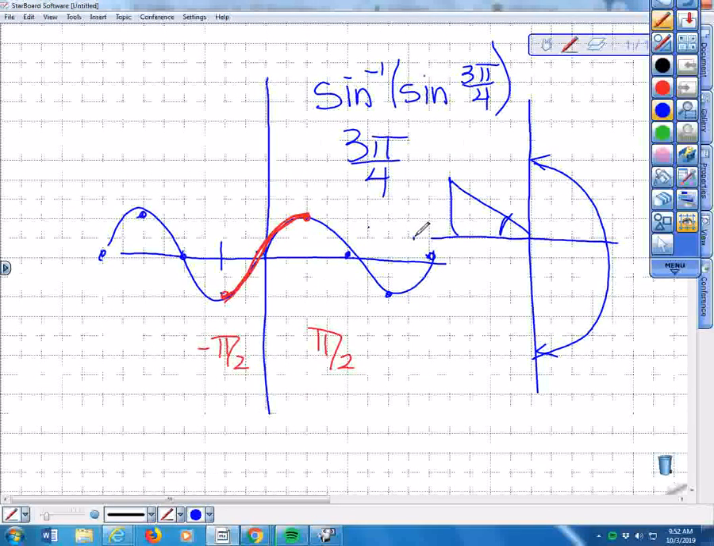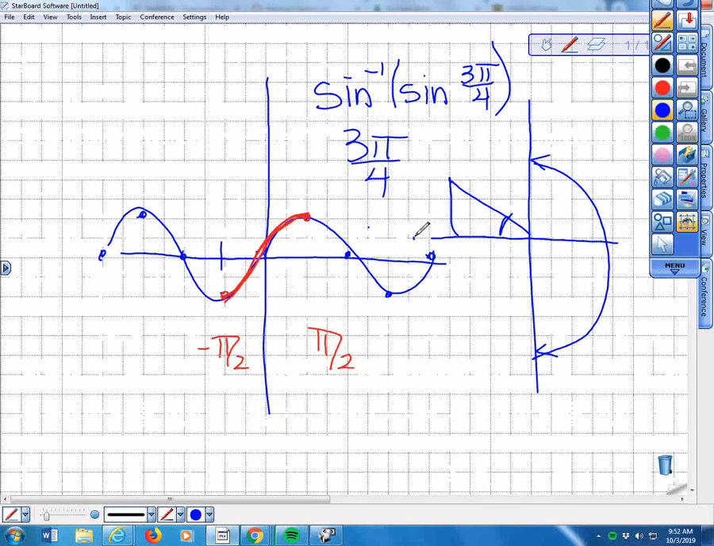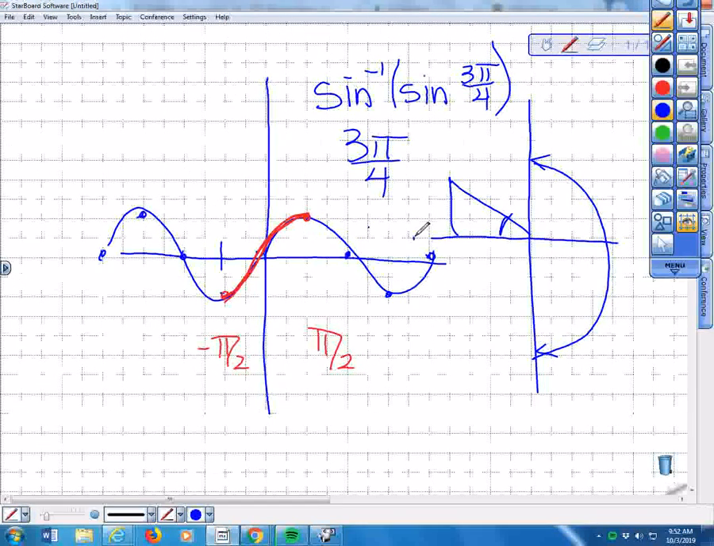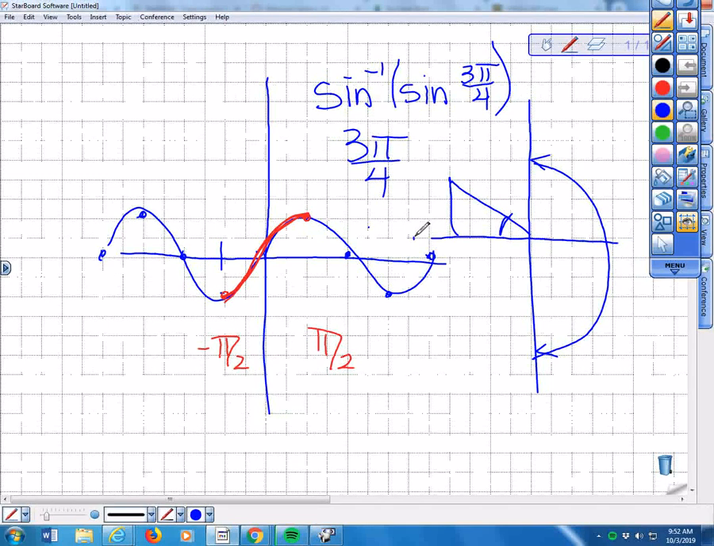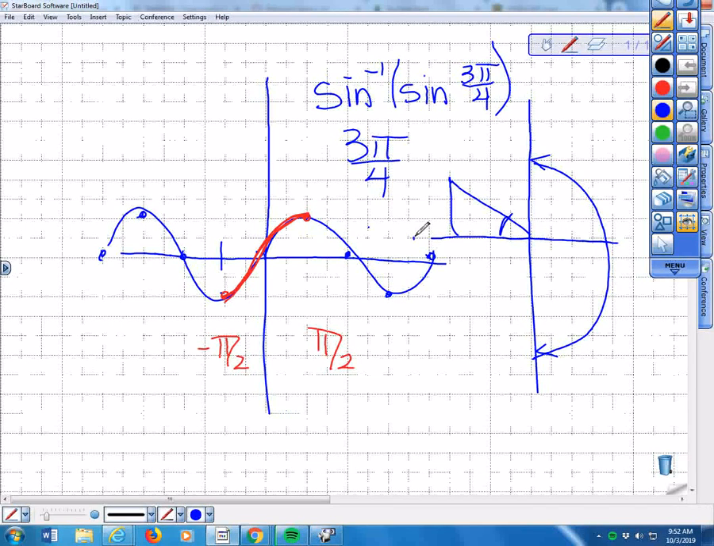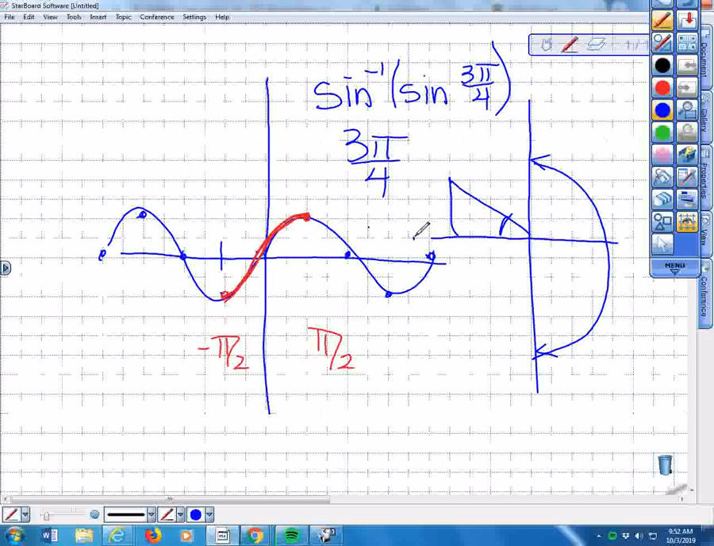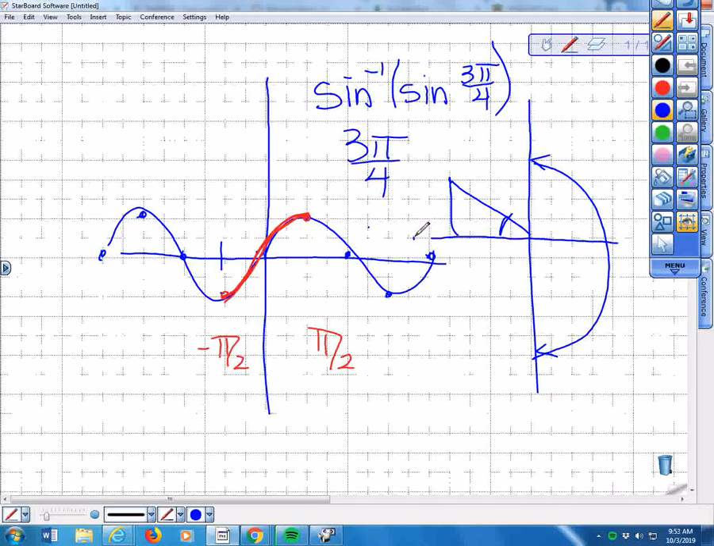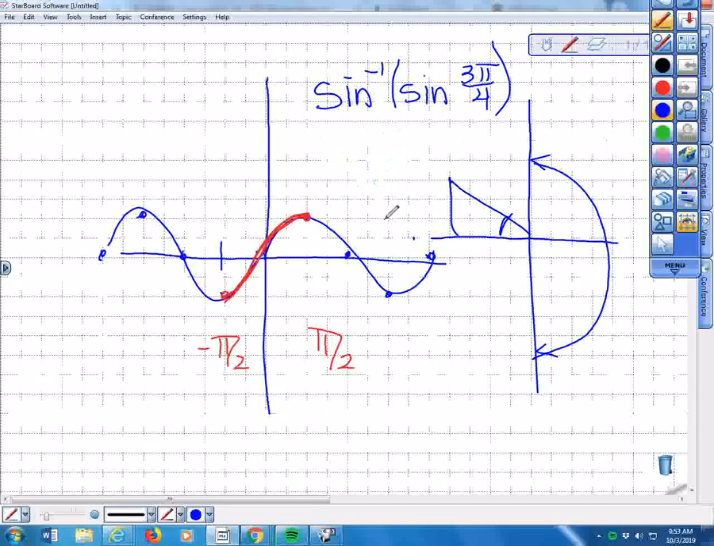What angle in the first quadrant will give me the exact same value for sine of 3 pi over 4? Say it. Pi over 4. Yeah. Pi over 4. Right? They're equivalent. Sine of 3 pi over 4 and sine of pi over 4 are equivalent. The difference is sine of pi over 4 is in that domain restriction. Okay? So the answer here is pi over 4.